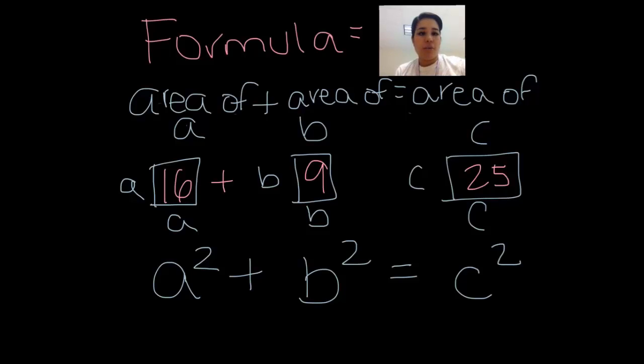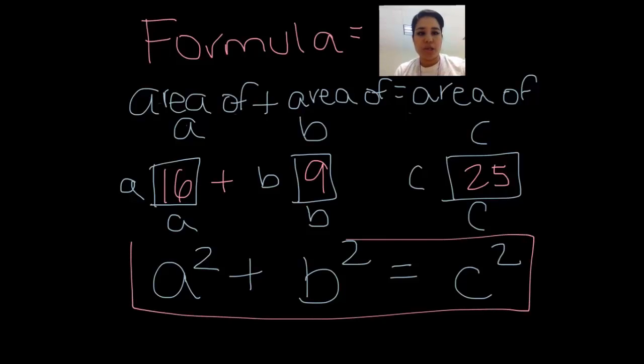So we came up with this formula, which is a squared plus b squared equals c squared. Now, I know it's sometimes hard to remember formulas. Therefore, instead of trying to memorize this, I want you to think of the area of square A plus the area of square B equals the area of square C. And that's how we're going to approach every problem that we come up with.